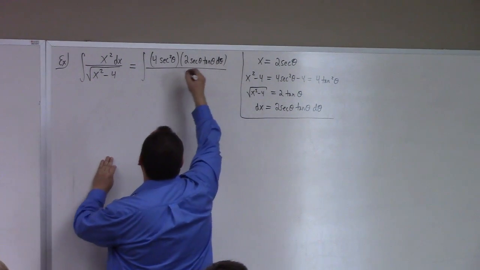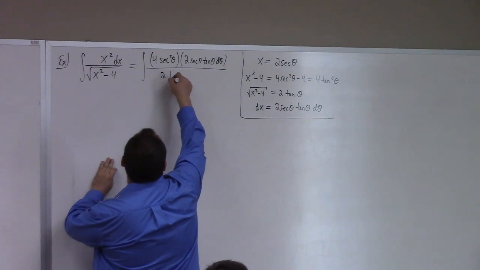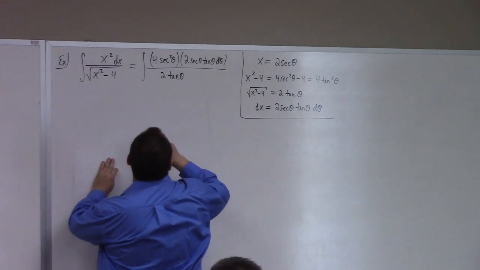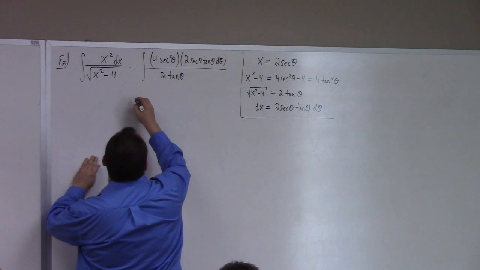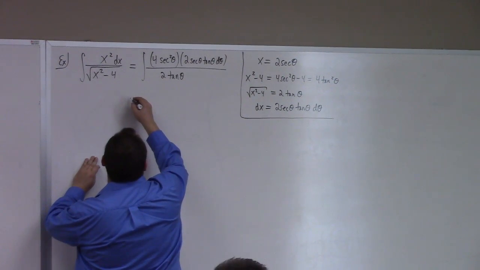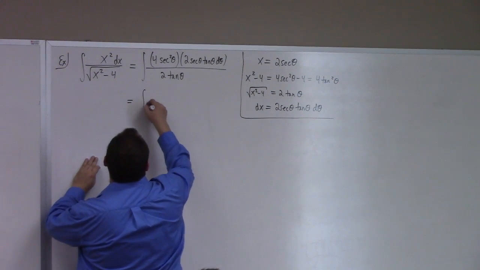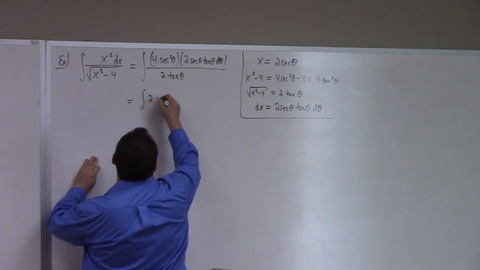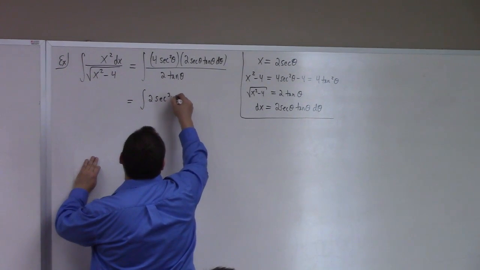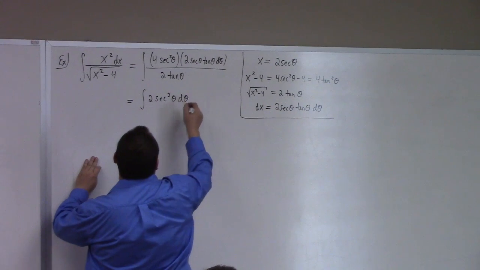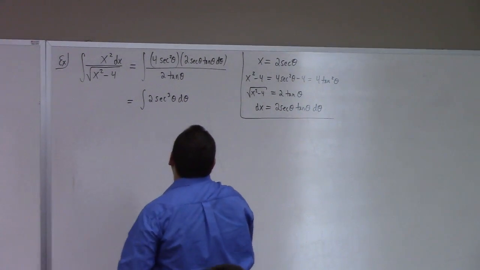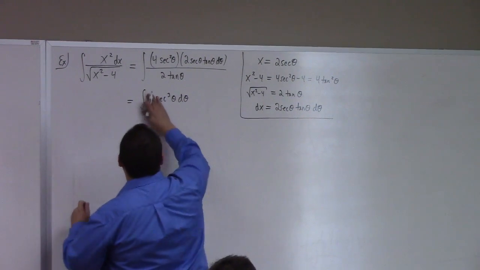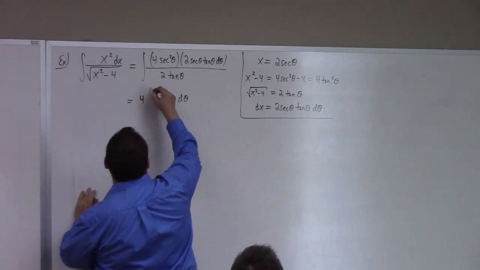And I divide by 2 tangent theta. Oh, cool, the tangents cancel. Oh, not cool. Not cool at all. That is 2... ow. That one hurts a little. Let's see here. Put a 4 out front.